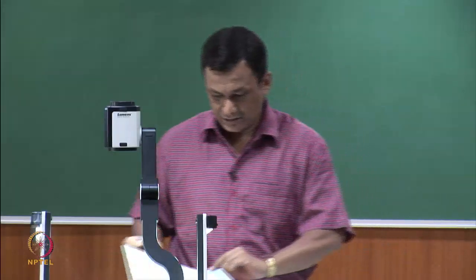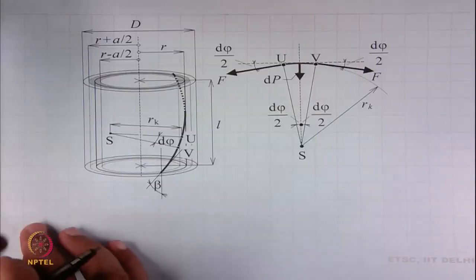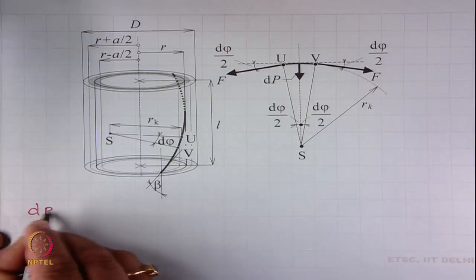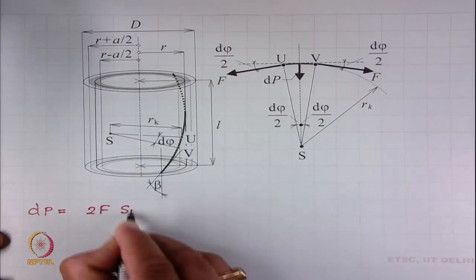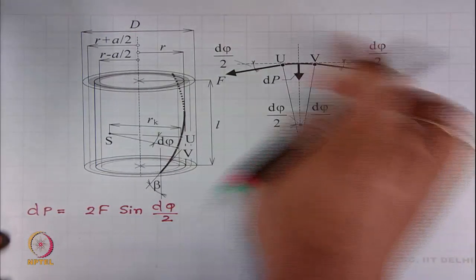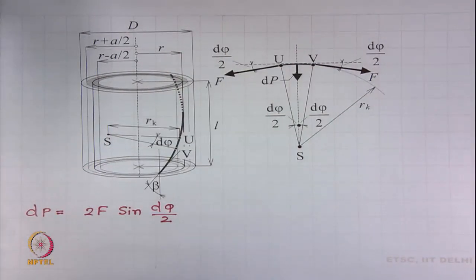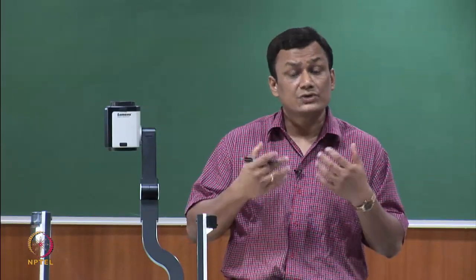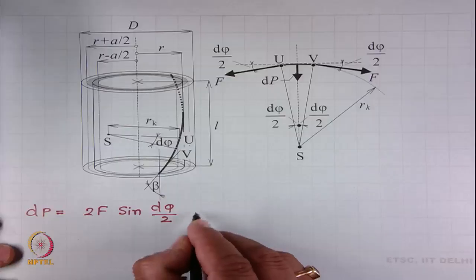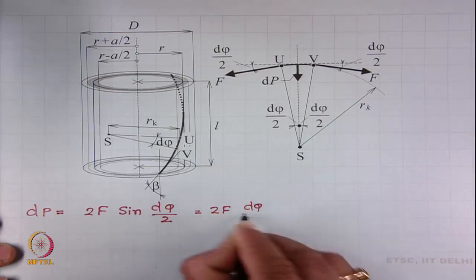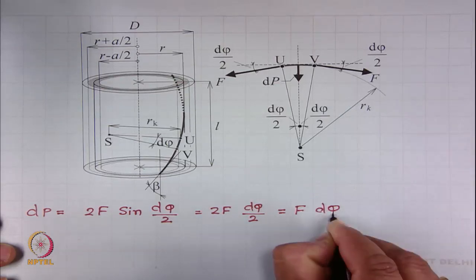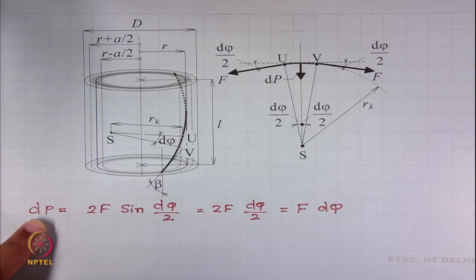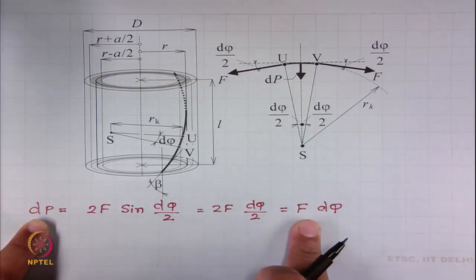Now, what is dp? If you analyze this simple mechanical analysis, you will find out dp is equal to 2 times F into sin d phi by 2. Now, d phi is an elemental angle, it is very small. When theta is small, sin theta is equal to theta. So, when d phi is small, sin d phi by 2 is equal to d phi by 2. So, 2 F d phi by 2, finally, we find out F into d phi. So, centripetal force is equal to fiber axial force multiplied by elementary angle.